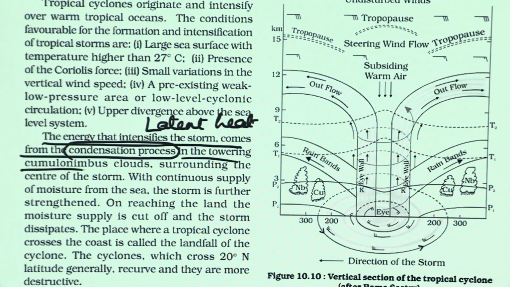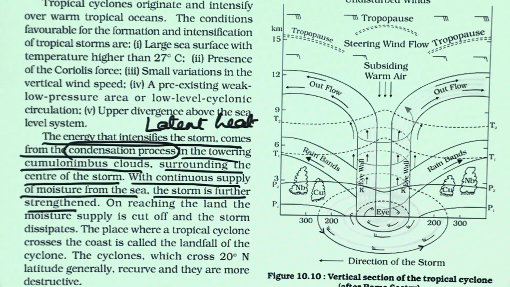In the towering cumulonimbus cloud surrounding the center of the storm, with continuous supply of moisture from the sea, the storm is further strengthened. On reaching the land, the moisture supply is cut off. Very important statement, putting on the star mark, and the storm dissipates. Why does a tropical cyclone die after landfall? Because latent heat is not available.